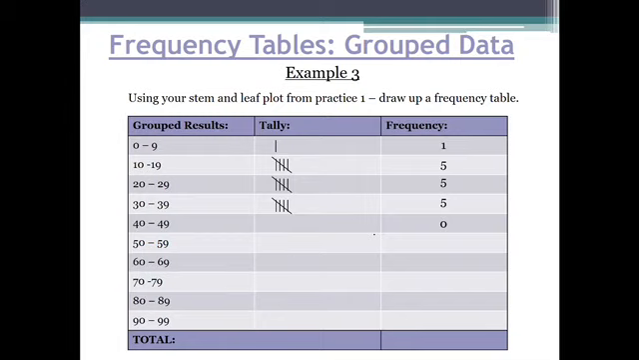Okay. 50 to 59 is 5. 60 to 69 is 2. 70 to 79 is 3 numbers. And 80 to 89, again, there were no numbers there, so we put 0, nothing in the tally. And then 90 to 99 is 1 number. Okay? And then you're going to add each one together, so you're going to say 1 plus 5 plus 5 plus 5 plus 0 plus 5 plus 2 plus 3 plus 0 plus 1, and it will give you 27.